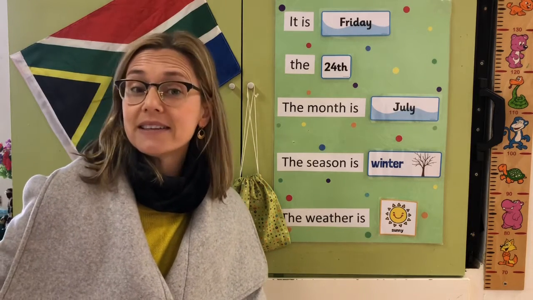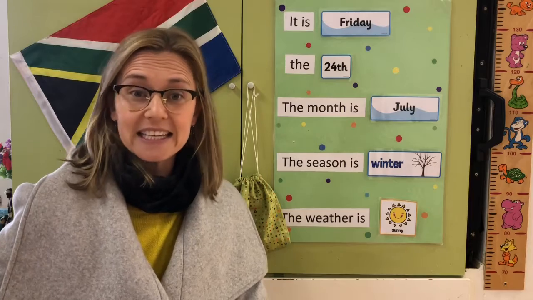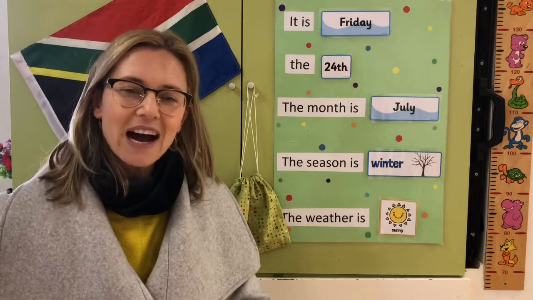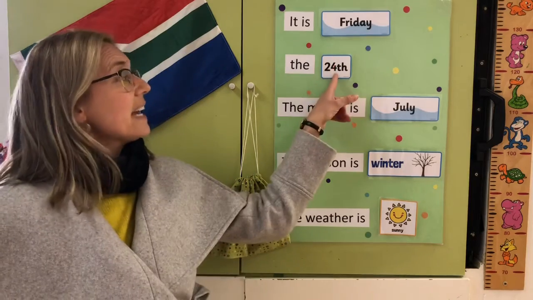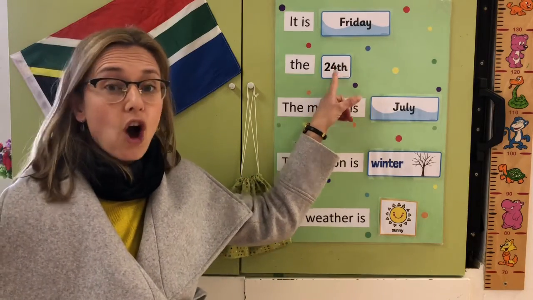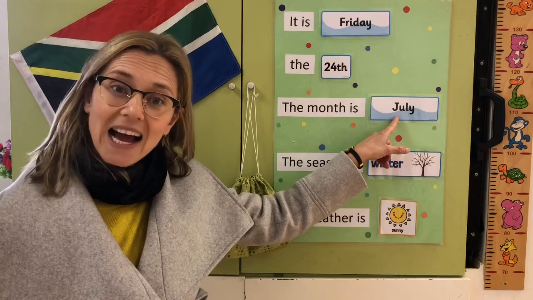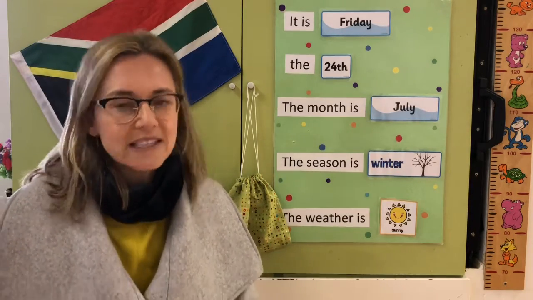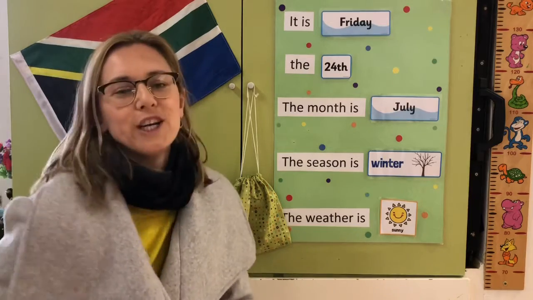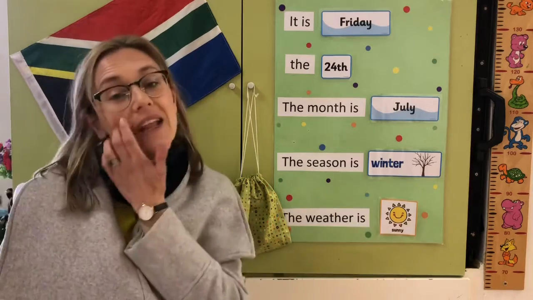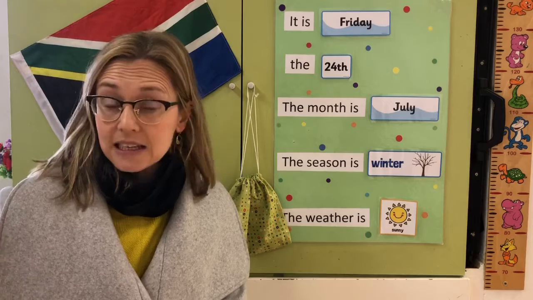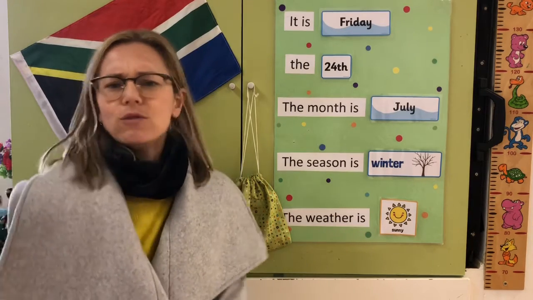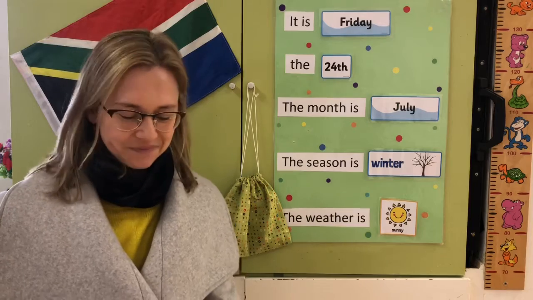Can you remember? It was Thursday, yes. So if yesterday was Thursday, today is Friday. Today is the 24th of July, that's right. And our season is still winter because I'm still all dressed warm and cozy. And our weather is sunny. Thank goodness it is a little bit warmer this week than it was last week at school. Remember, it was freezing cold last week.